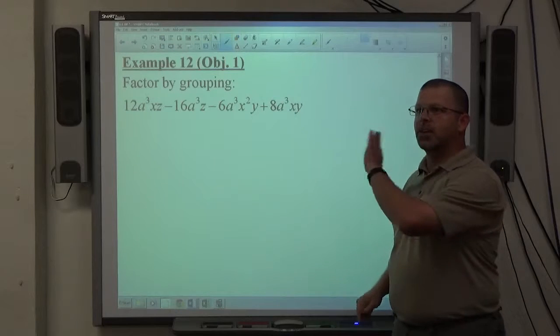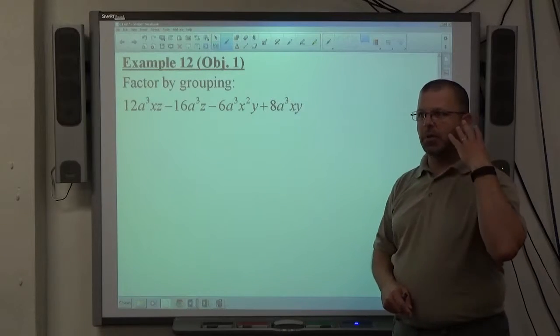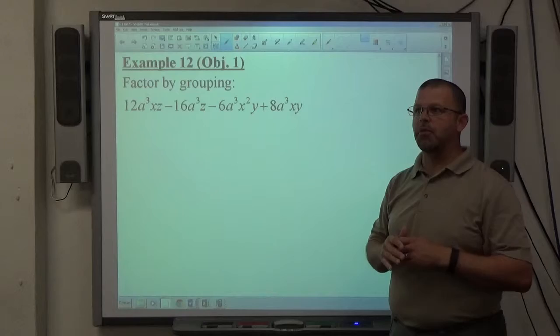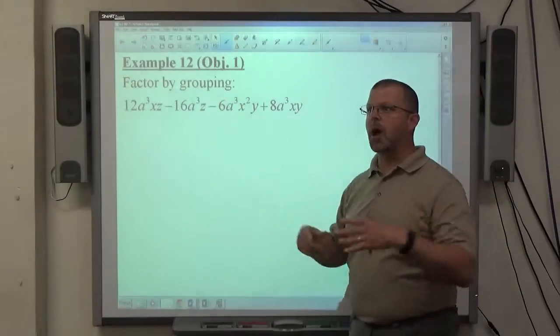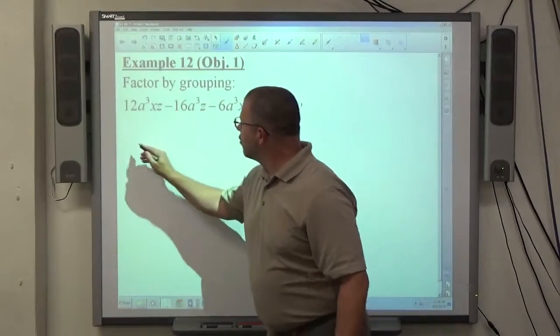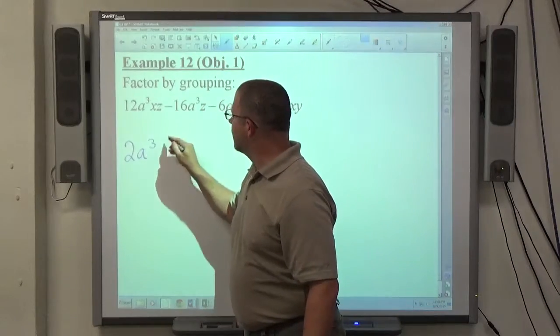And I didn't even consider that on the last problem because I guess maybe as I looked at it mentally I could see there was no common factor. But always do consider the possibility of a common factor in the entire problem before you go about anything else. So there's a 2a cubed common factor.